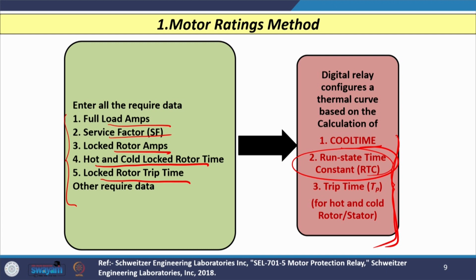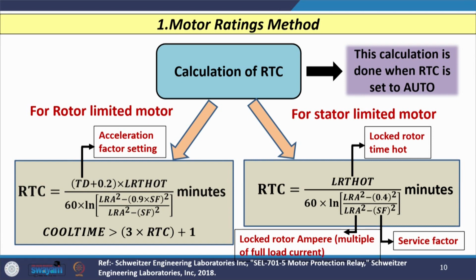that is RTC. If we wish to calculate the run state time constant using the motor rating method, the important thing is that this calculation is done when RTC is set to the auto condition. If it is set to the manual condition, then the entire scenario will be different, but in most cases your RTC, that is the run state time constant, is set in the auto condition, and based on that we can go for the calculation of RTC based on two different categories.